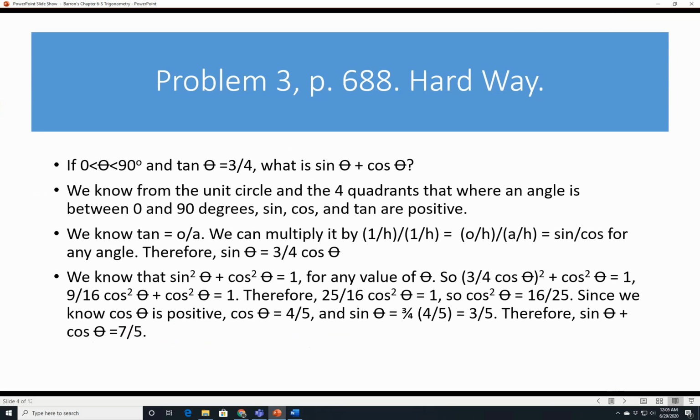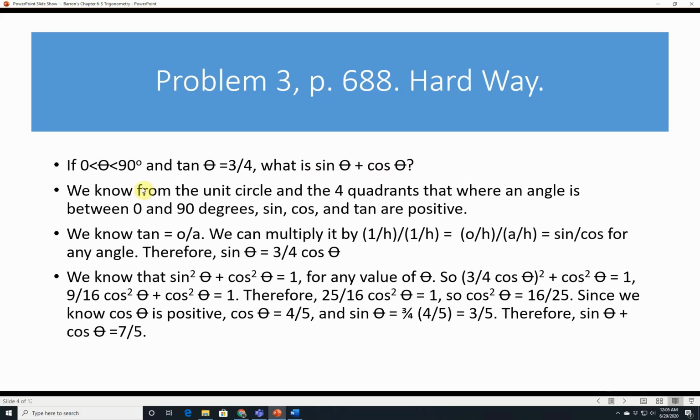Problem 3, page 688. This is the hard way to do it. This is the way that I tried it first. And okay, if 0 is less than theta is less than 90 degrees, so that means theta is in quadrant 1 if you know the unit circle, and tangent of theta is equal to 3/4, what is sine of theta plus cosine of theta?